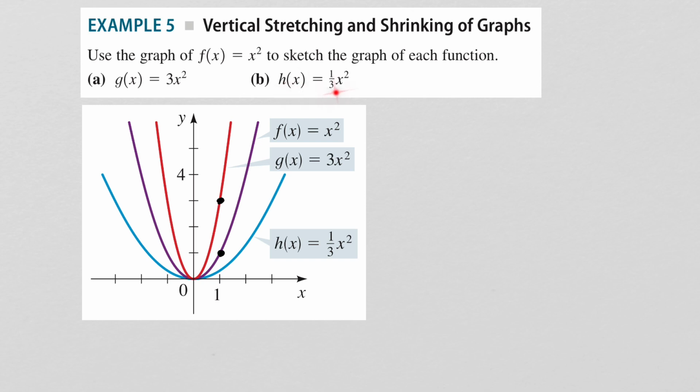Likewise, the graph of 1/3 x squared is going to be a graph that is 1/3 as tall as the original graph. So if you look at x equals 1 down here, you can see that this y value is 1/3 as tall as the original y value. And so that in essence makes the graph shorter or wider.